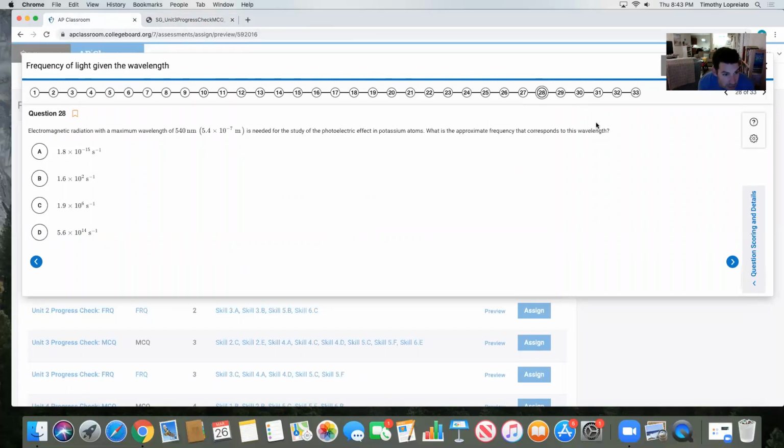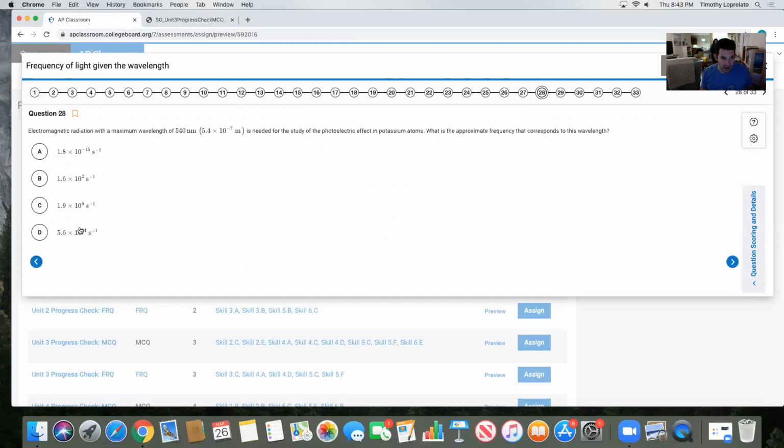Question 28, electromagnetic radiation with a maximum wavelength of 540 nanometers, 5.4 times 10 to the negative 7 meters, is needed for the study of the photoelectric effect in potassium atoms. What is the appropriate frequency that corresponds to this wavelength? All right, so the speed of light, 3.0 times 10 to the 8th, will equal 5.4 times 10 to the negative 7th times the frequency. Since that's a really small wavelength, we're going to have a fairly high frequency.